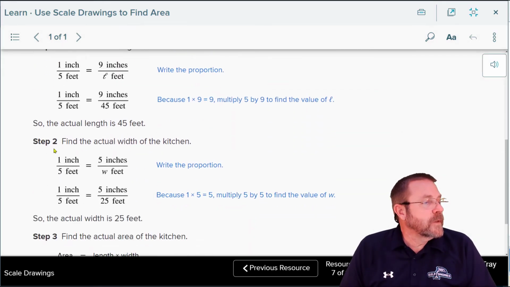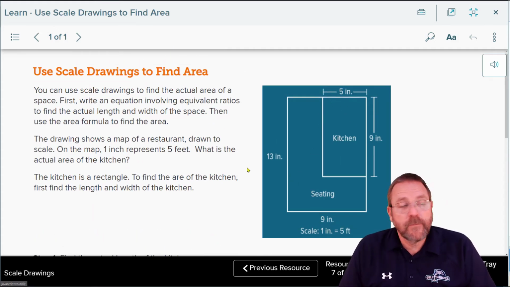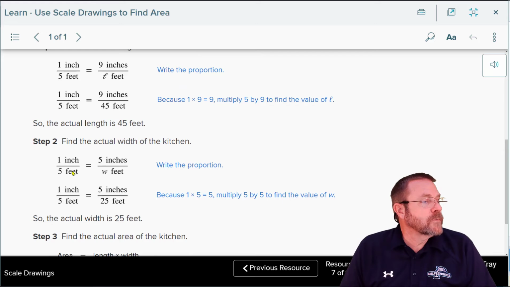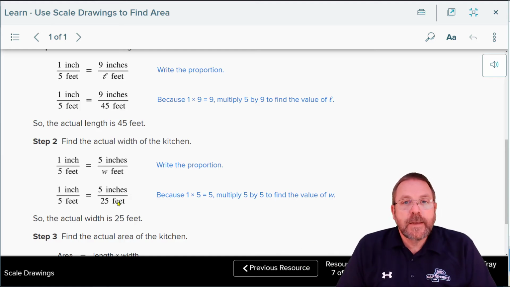And then they did the same thing for the width of the kitchen. You can see right here the width of your kitchen. That's going to be 5 feet as well. So 1 inch is to 5 feet, as 5 inches is to 25 feet. And that gave them the dimensions that they needed.